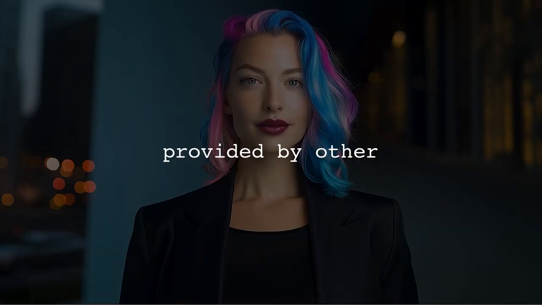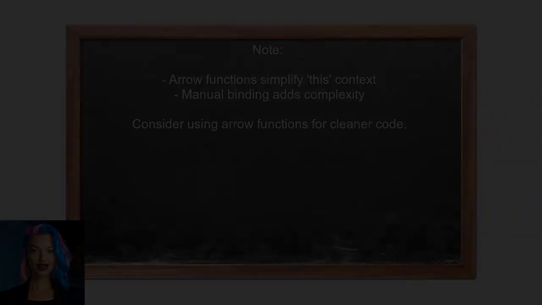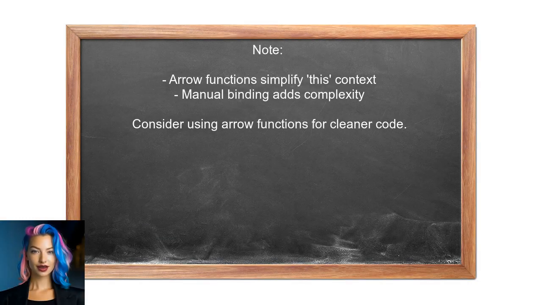Now let's look at the answers provided by other users. This user explains that the difference lies in the context of this within the method. In the first example, using an arrow function ensures that this refers to the component instance. In contrast, the second example would require binding this in the constructor to achieve the same effect. They also mention that if you choose the second approach, you need to bind this manually, which can add extra complexity.